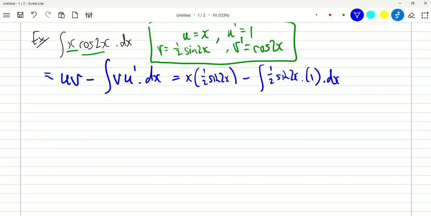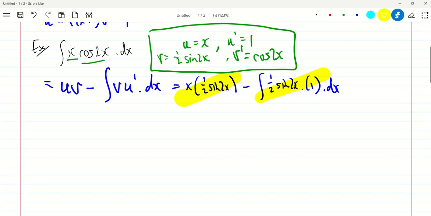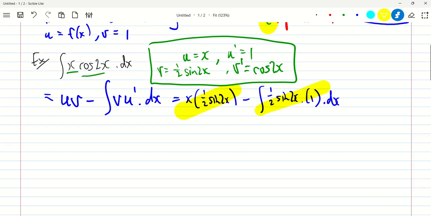Now let's just stare at it for a second. Has it gotten easier? Has it become something that we can actually find the integral of? So that part, yep, that's part of the answer. But this here, can we integrate that? That's just a sine function, so we can definitely integrate that. So now we're in a place where we can actually find the answer for this, which is great. And you can see that's how integration by parts works.